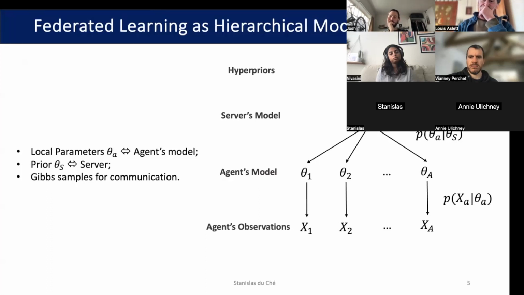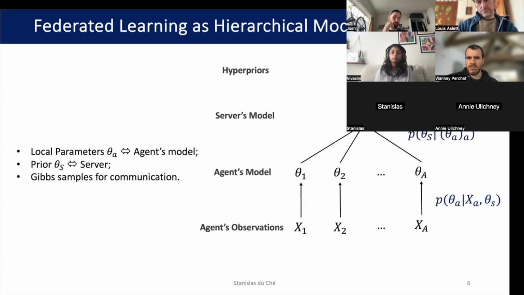Is everything clear for now, or do you want me to detail a little bit more? Is the distribution of the agents' parameters conditioned on the server parameter known too? Is it a private information for each agent? Okay. What I mean by communication is that for each agent, you draw from the posterior knowing the data and the server parameter, and for the server, you draw according to all the different agents' parameters you get.